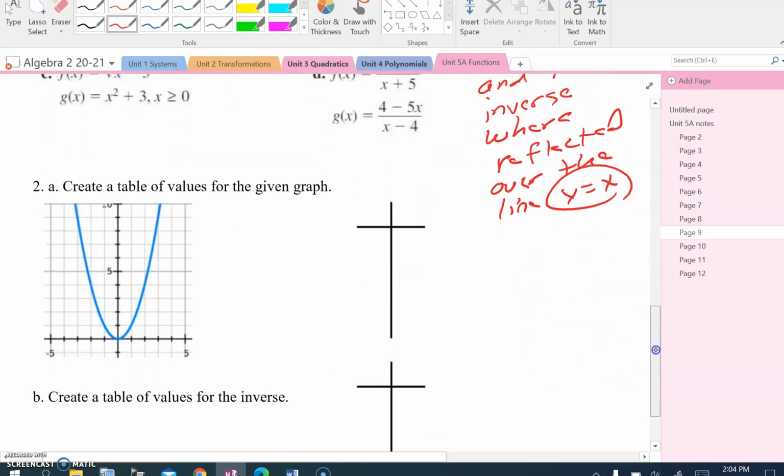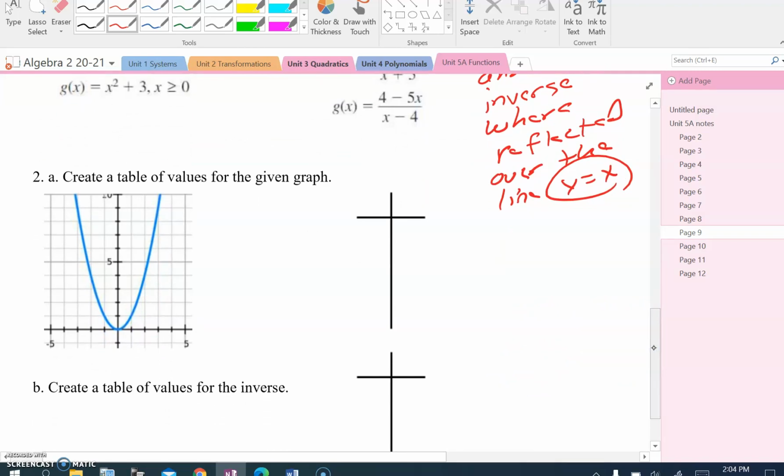All right, let's do a live example. So let's create a table here. I'm going to use easy points here. I'm going to use that one. That one looks like 2, 4. I'm going to use that one and that one. So I'm going to put the 0, 0 in the middle. I'm going to put 1, 1 there, and I'm going to put 2, 4 there. I'm going to put negative 1, 1 there, and negative 2, 4 there. So those are my x's and my y's. Okay, and that's the blue graph.